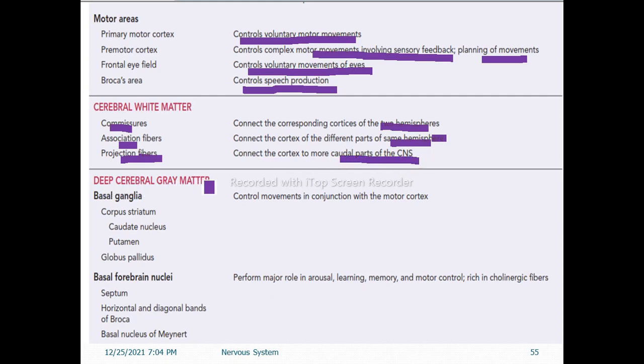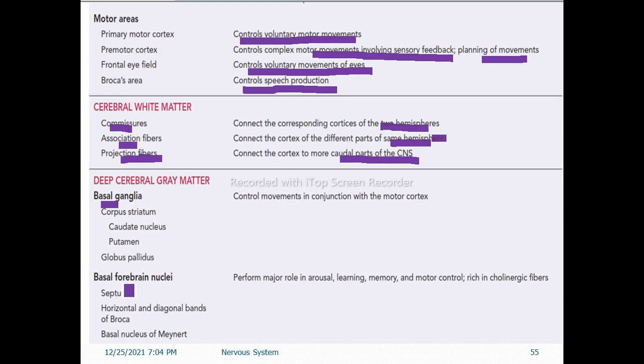Deep cerebral gray matter is ganglia. So basal ganglia and basal forebrain nuclei. Basal ganglia control movements in conjunction with motor cortex. Corpus striatum, caudate nucleus, putamen, globus pallidus. This is a type of ganglia, basal ganglia.